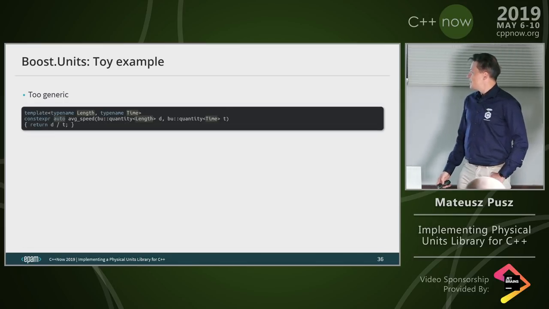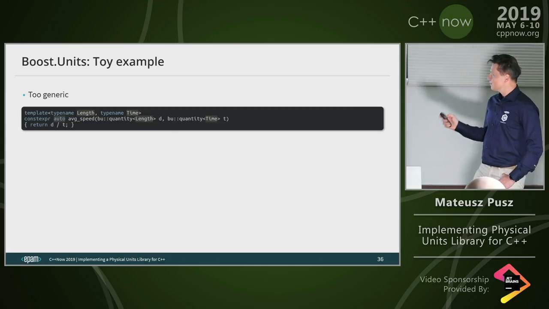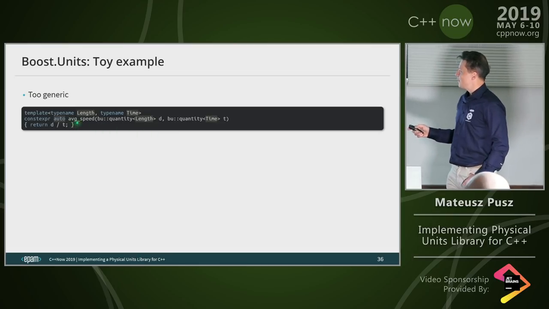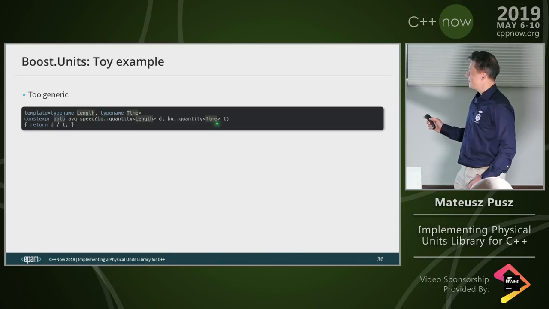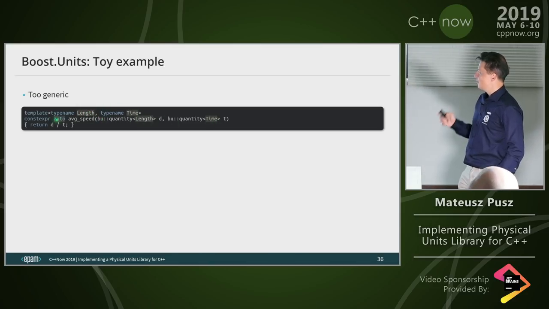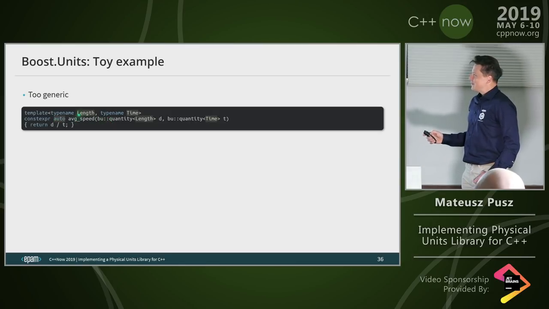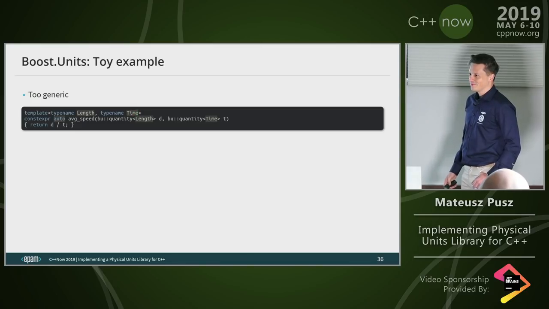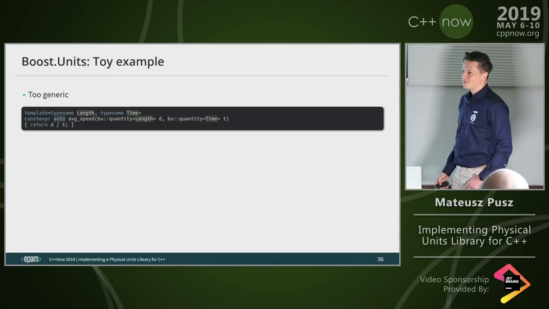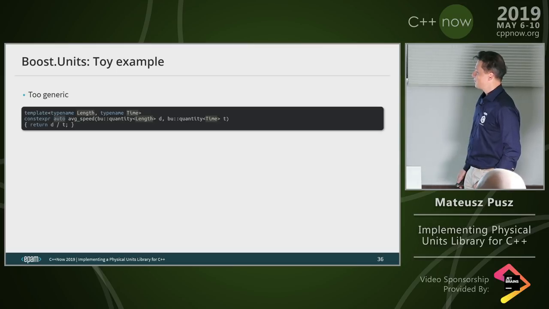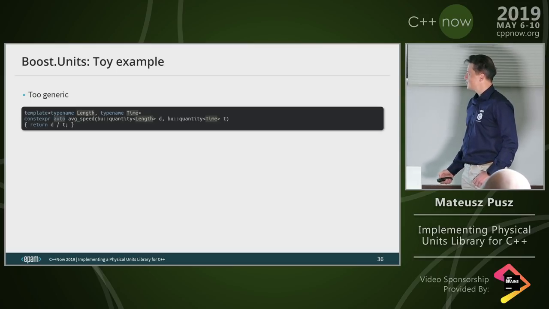So let's try to change it. Let's create a template for it. We can try to do this this way. We have typename length, time, quantity of length, quantity of time, and auto. It's too generic. Yes, we named it length or time, but it actually can be, I don't know, force and energy. Yes, it's only a name, so everything can be put here. So let's try again.